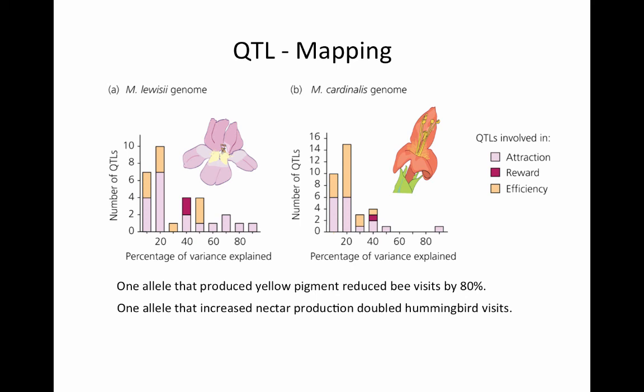They found that one other allele that increased nectar production, so these hummingbird flowers tend to produce more nectar for larger visitors, actually doubled the hummingbird visits. These are very, very dramatic results. What this suggests is that a single mutation in a single individual could almost completely reverse the whole pattern of pollination. In flowers, when you are pollinated by different species, you're basically reproductively isolated.